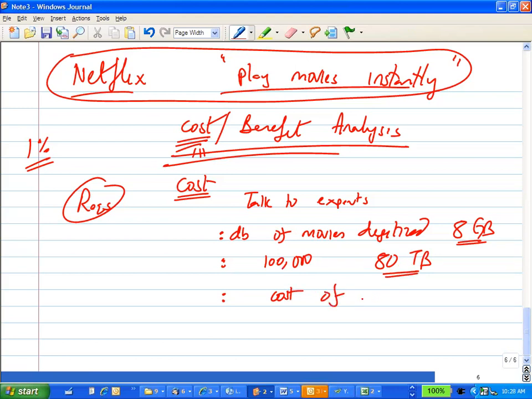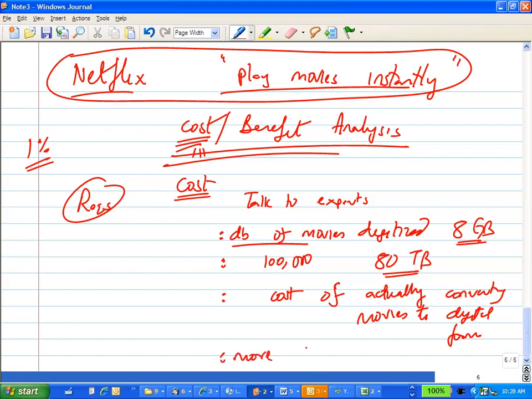Yeah, cost of more servers for sure. Cost of actually converting movies to digital format. Yeah. Right. Maybe I'm repeating stuff, right?